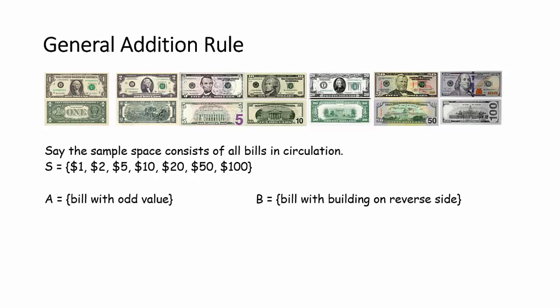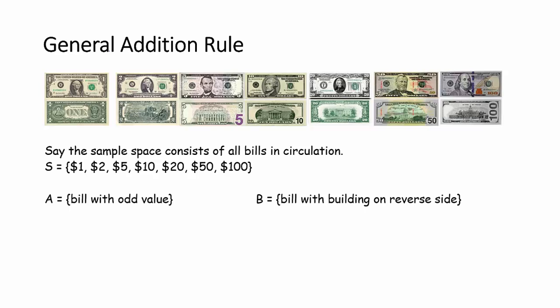Okay, so we're going to move on to something called the general addition rule. But before we actually talk about what the rule is, let's do an example leading up to it. So I have some US currency here on the screen. And let's say we're looking at a sample space of all of the bills that are in circulation right now. So we have the $1, $2, $5, $10, $20, $50, and $100 bills.